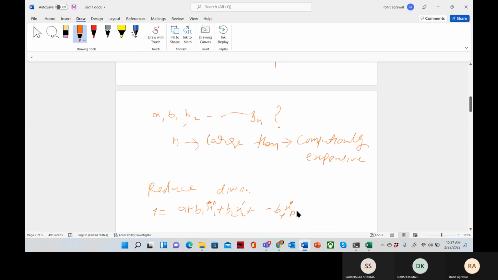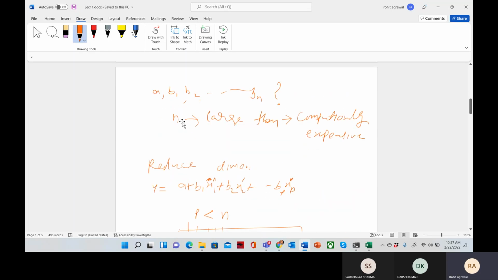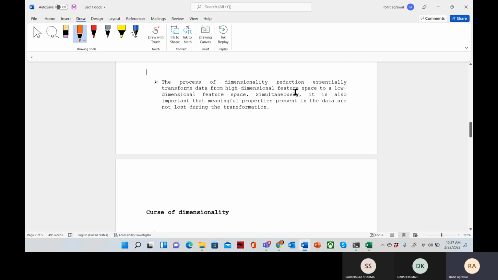Yes, sir. Okay, I'm saving this handwritten so you can see it in the mathematical way. There is a terminology used. The process of dimensionality reduction means transforming data from high dimensional to low dimensional. That's it. Clear?